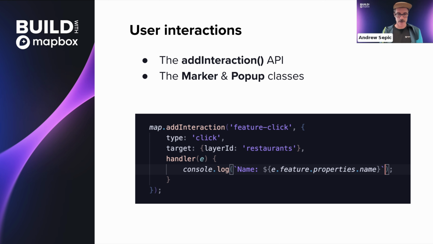All right, here's an example of that addInteraction, and what we're going to be doing here is setting a feature click. We can name our interaction anything we want. In this case, I'm going to call it feature click. It's a type of interaction that's focused on a click event. We're targeting the layer that we've just added, so we want to tell it what layer we're setting up this event handler for. And then we're going to log the name of that feature property. So we're actually going to be logging the name value of the particular clicked feature in the map.